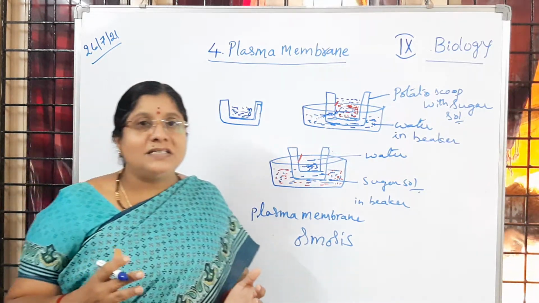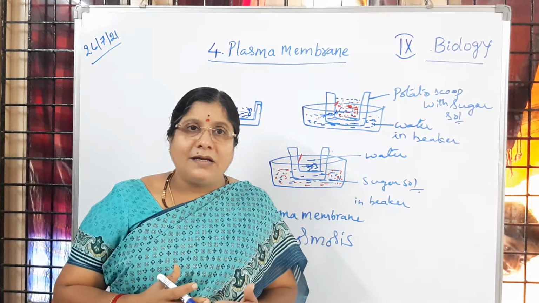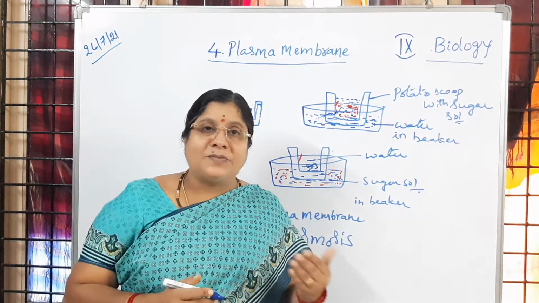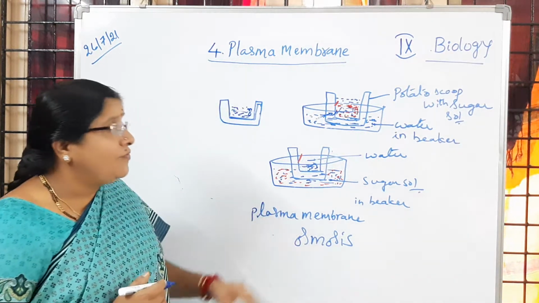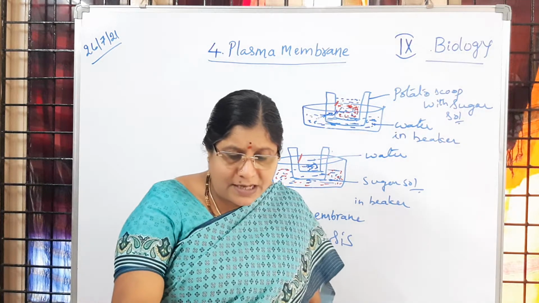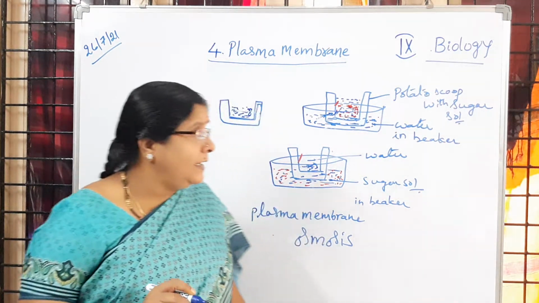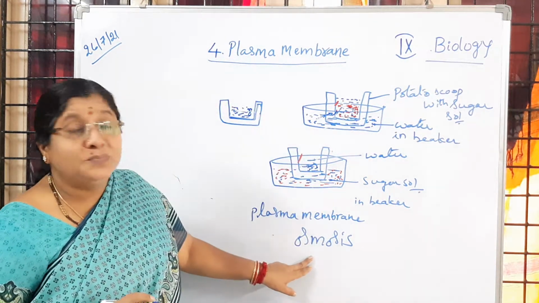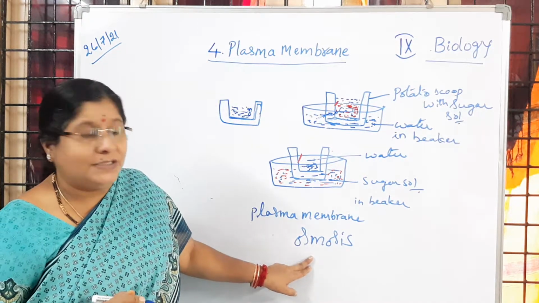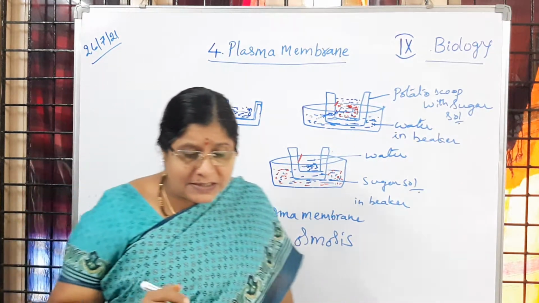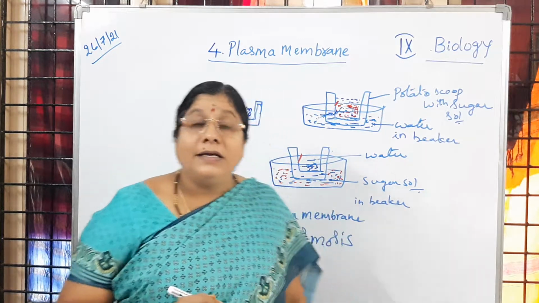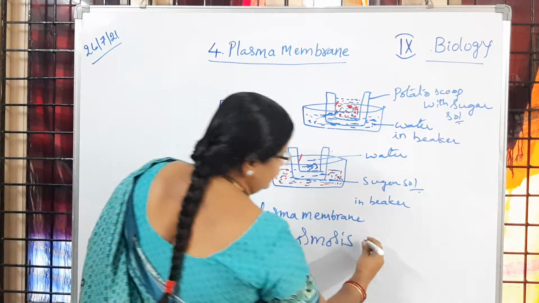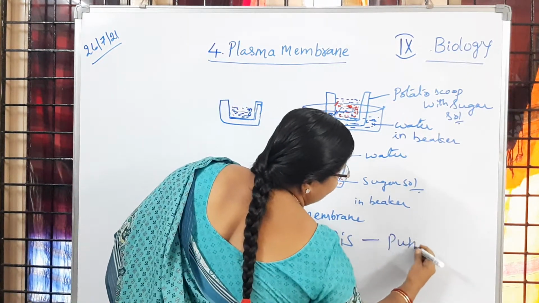So all living cells have a plasma membrane or not? So through that plasma membrane, the movement of water is going to happen. Is it clear to children? So that one we call the process called osmosis. Is it clear to you? So osmosis is a Greek word and that means push or pushing.